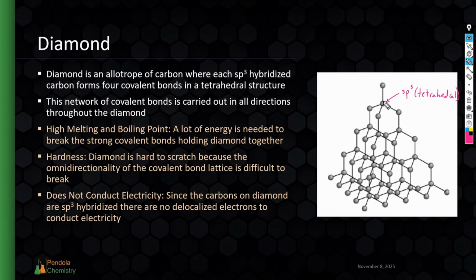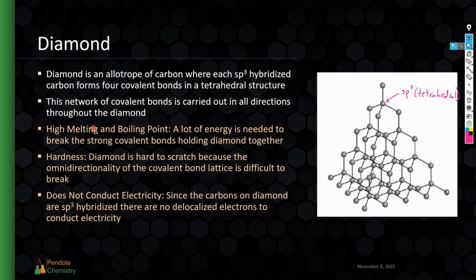So with diamond, the carbons are sp3 hybridized because they have this tetrahedral shape. Every carbon atom in diamond, sorry, not graphite, diamond, has 4 other carbon atoms bonded to it through this tetrahedral conformation, making every single carbon atom into a tetrahedral with sp3 hybridization. The network of covalent bonds is carried out in all directions to form this structure throughout the diamond. This structure is what gives diamond its hardness.